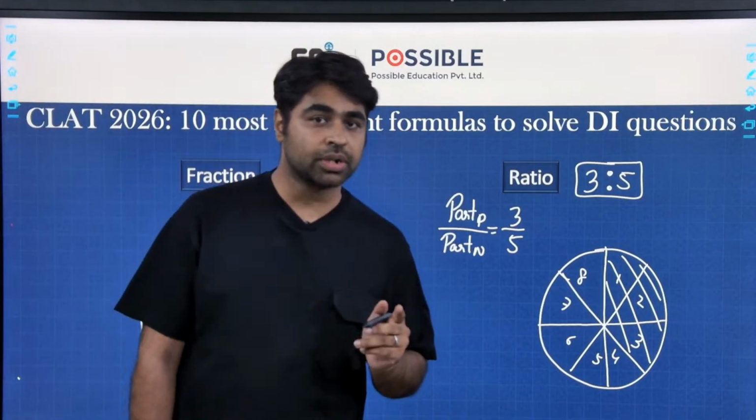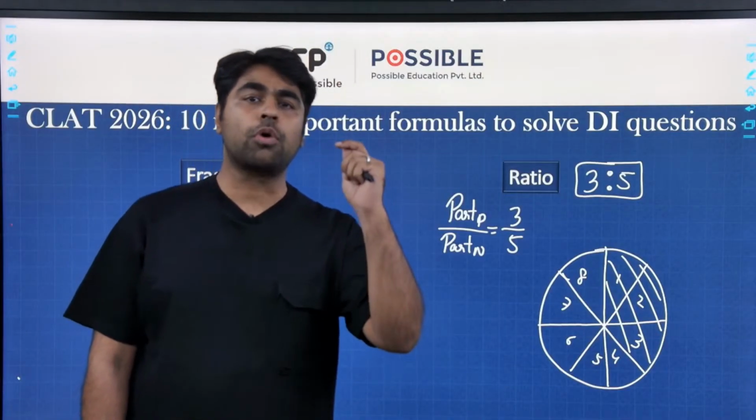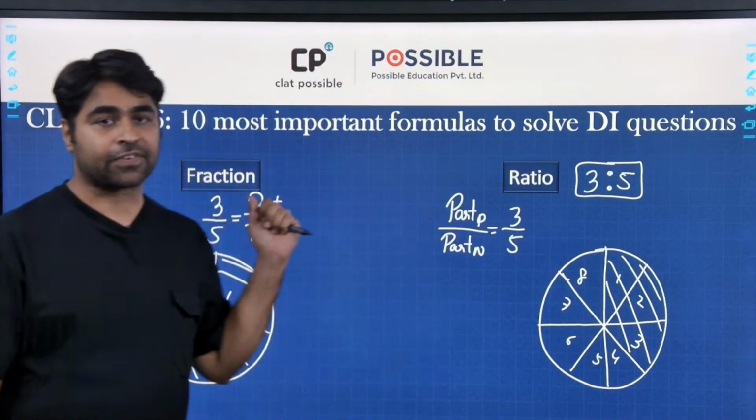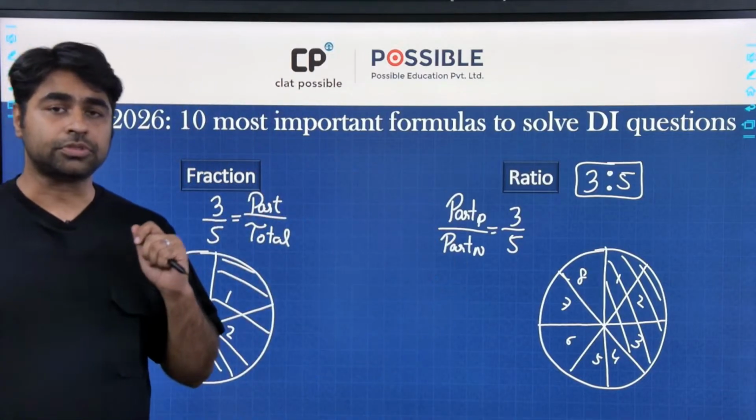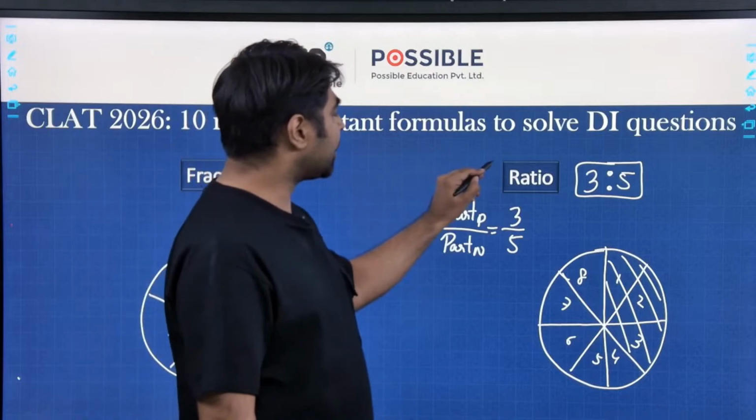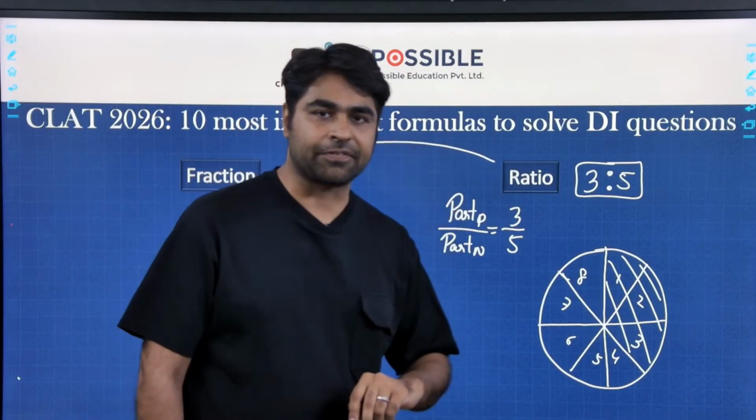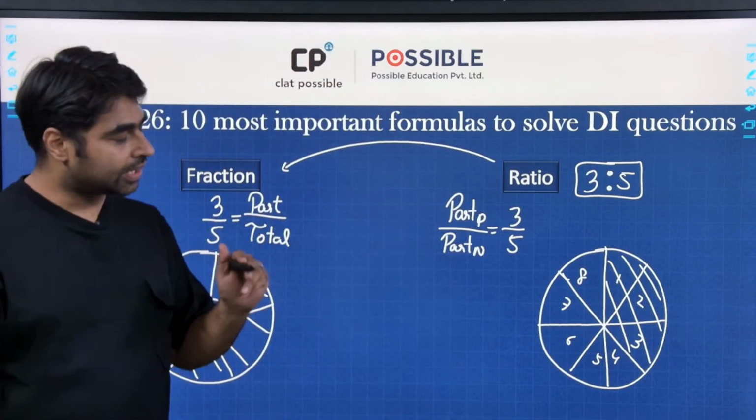So what is a ratio? Ratio is a comparison of 2 or more than 2 parts. And what is a fraction? Fraction is a comparison of a part with respect to the total. So can we convert a ratio into a fraction? Yes, my friends, you can do that. How? Let's talk about that.